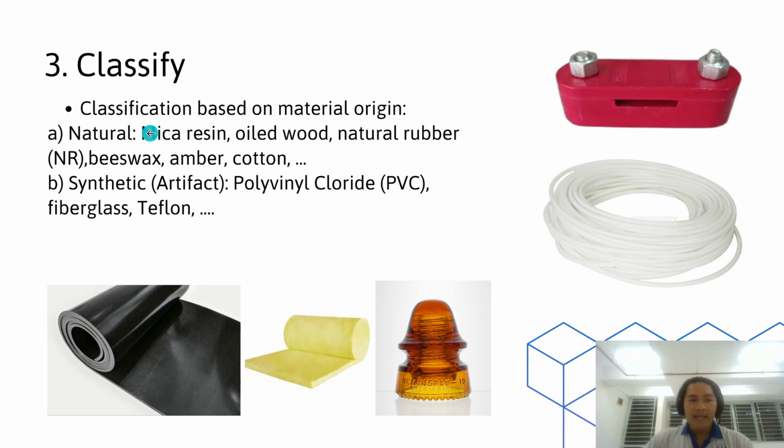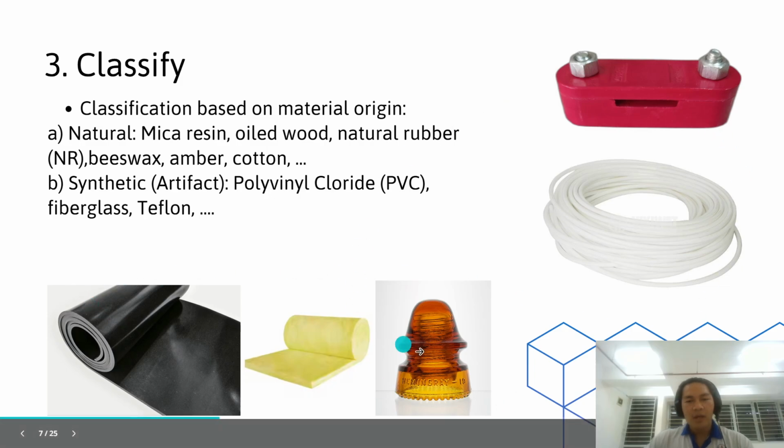The next is the classification based on material origin. A. Natural origin, including mica, resin, oil, wood, natural rubber, beeswax, amber, cotton. B. Synthetic or artificial. We have PVC, also known as polyvinyl chloride, fiberglass, and Teflon. These are some images of the insulator.